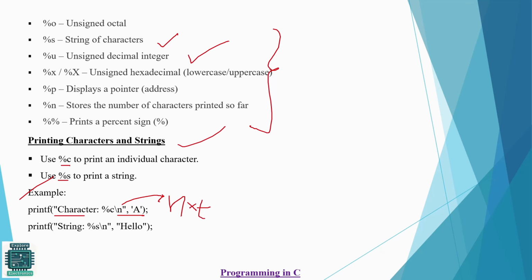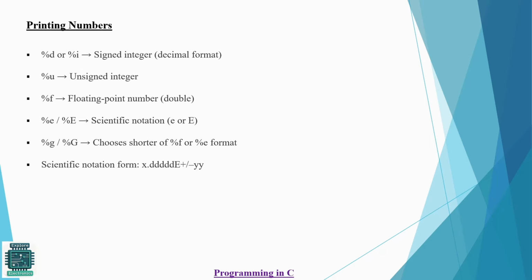Next line. And the same here, percentage s is "hello", a collection of characters. That is for printing characters and strings. And the next one is printing numbers. What format specifiers do we use to print numbers? Here they are: signed integer, unsigned integer, floating point number, scientific notation, and %g chooses the shorter format.